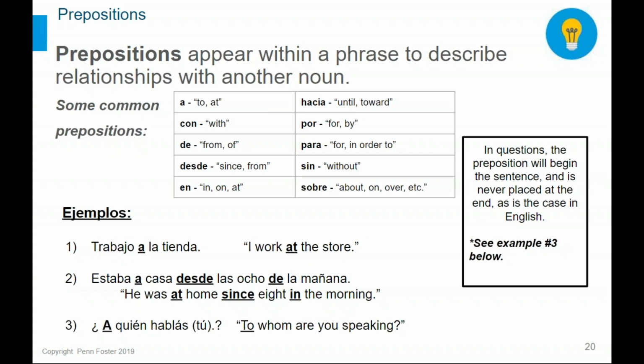So keep an eye out for any context where a person or persons would be the object of the sentence, and you're going to need a form of the personal a in between the verb and the direct object or objects, basically the person or persons in that sentence that are not the subjects.